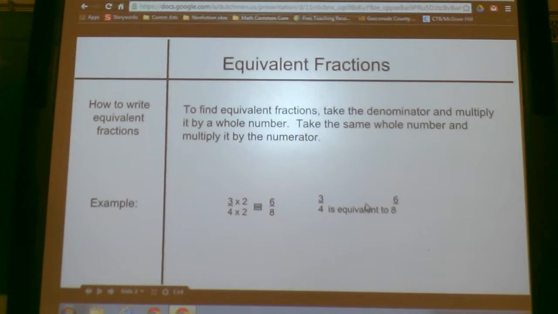Okay, so we're going to talk about first how to find equivalent fractions. To find an equivalent fraction, you're going to take the denominator and multiply it by a whole number. Then you're going to take that same whole number and multiply it by the numerator.